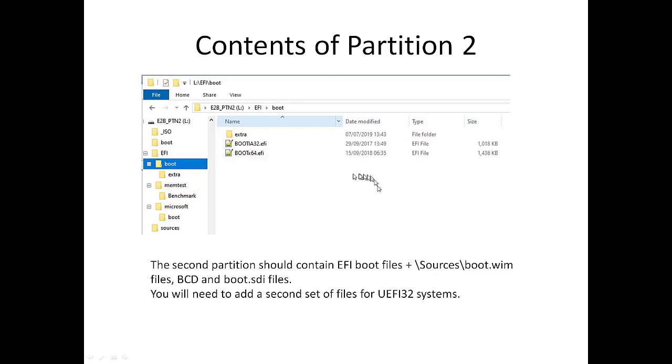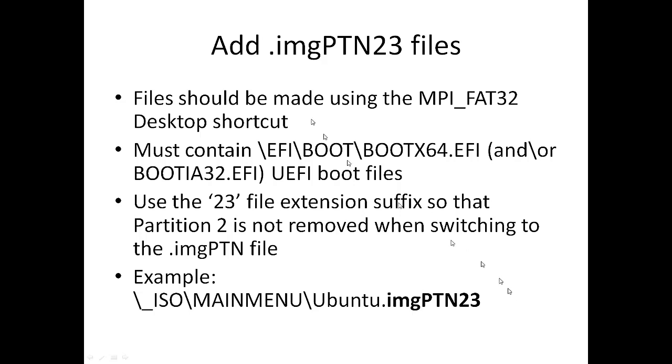So here's the contents of partition 2. You see it's got an EFI folder, and underneath that a boot folder, and it's got the boot files in it for UEFI 32-bit or UEFI 64-bit systems. And you obviously need a boot.wim file and a BCD and a boot.sdi file, which it uses to boot with. And of course, you'll need a second set of these files if you want to UEFI 32 boot. So that's for some of the very few systems that have a UEFI 32 firmware.